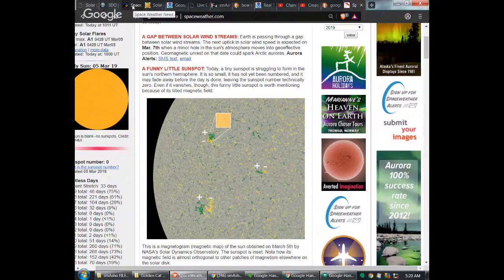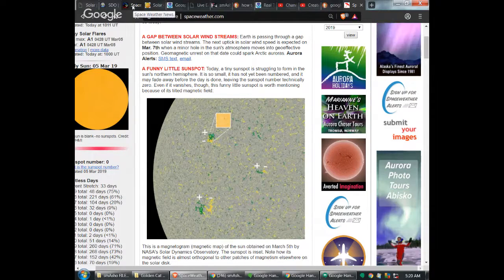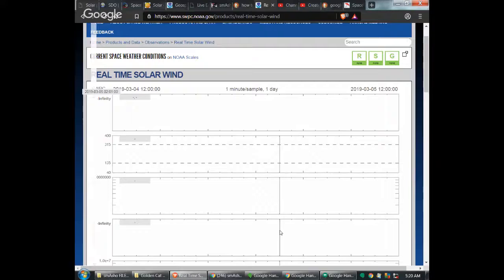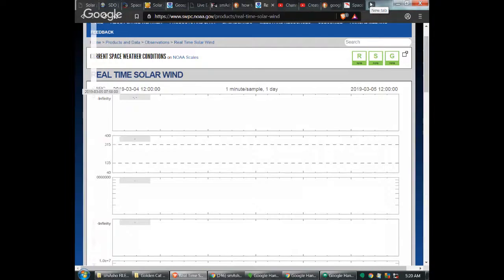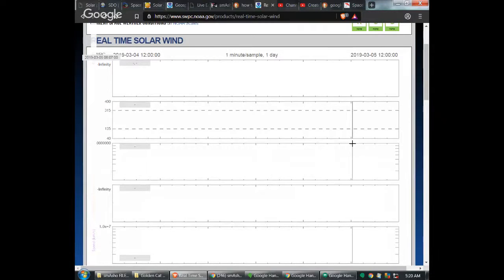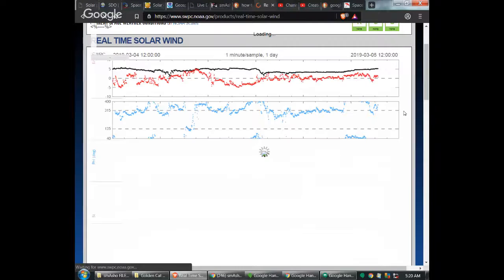So moving on to, got to have this in the right order. All right, the real-time solar wind we'll look at next. It would be perfect if it would load. There we go.